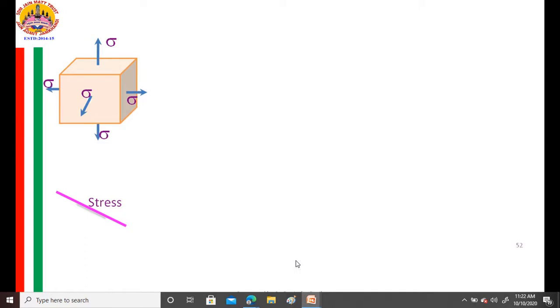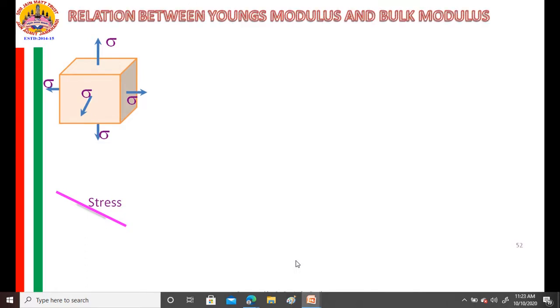Next, we are going for the relationship between the Young's modulus and bulk modulus. Already we have defined what we mean by the bulk modulus. If a body is subjected to like and equal stresses in three mutually perpendicular directions, then the ratio of that stress by the volumetric strain is known as the bulk modulus. Now I am considering a best example for member subjected to the like and equal stresses in three mutually perpendicular directions, which is the hydrostatic pressure.